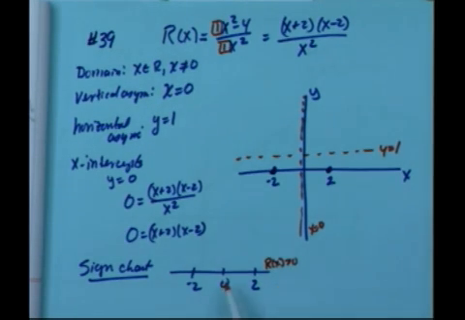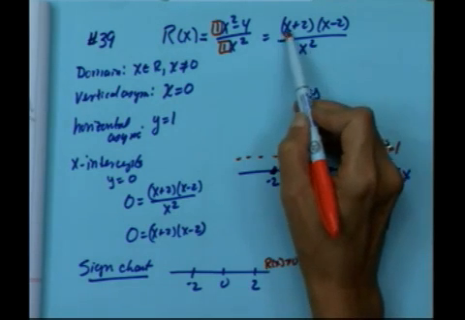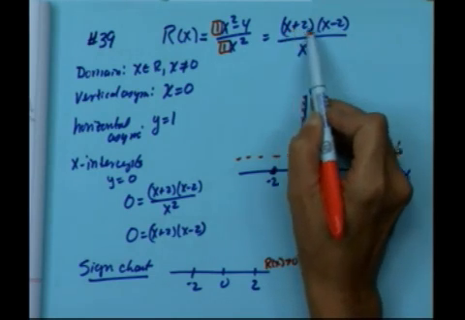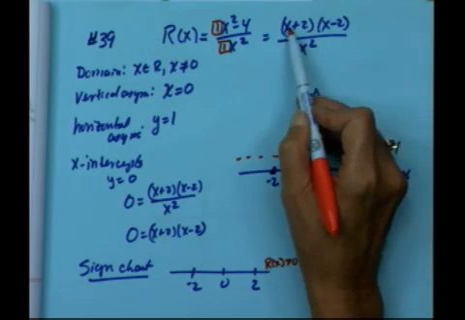Between 0 and 2, a number like 1. If I put a 1 in for x, what do we know about our function here? Is it positive or negative? Negative.